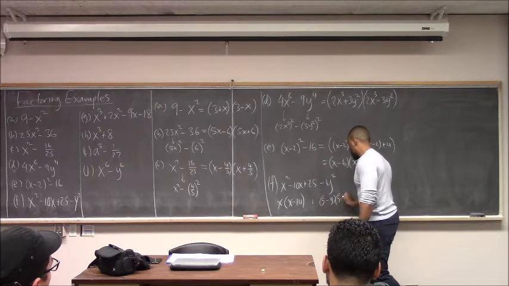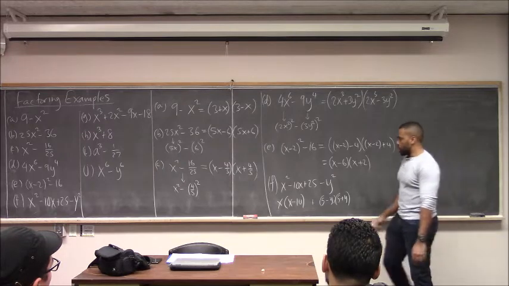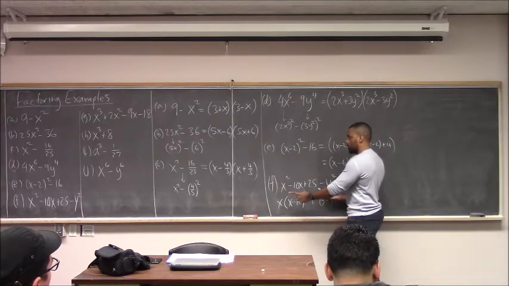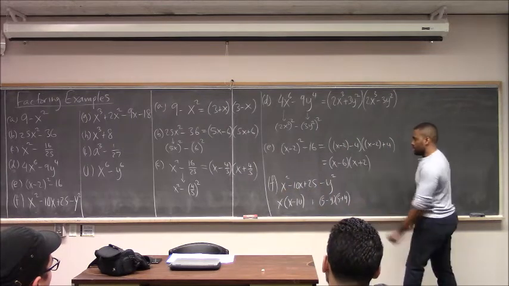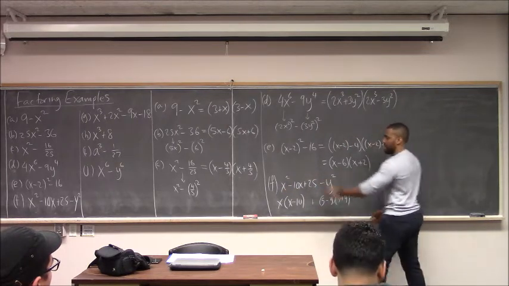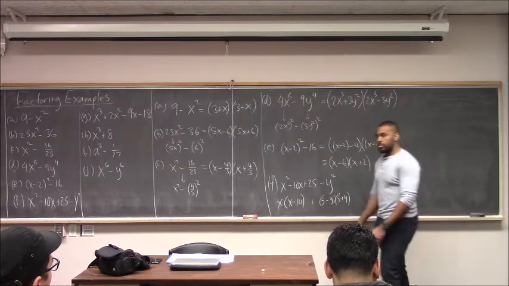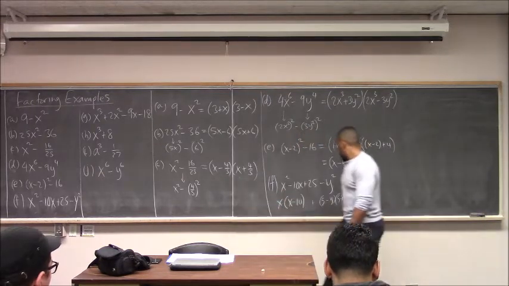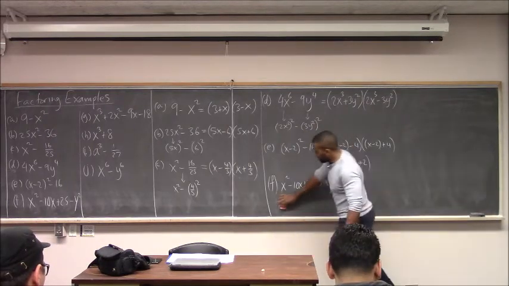But again, if you're applying factor by grouping, that's not how the method works. Factor by grouping means you split into two groups, and you factor out a GCF from each part. Applying the difference of squares on half of it and factoring out a GCF on the other half is not factoring by grouping. In either case, that's not going to work. That actually doesn't help us.